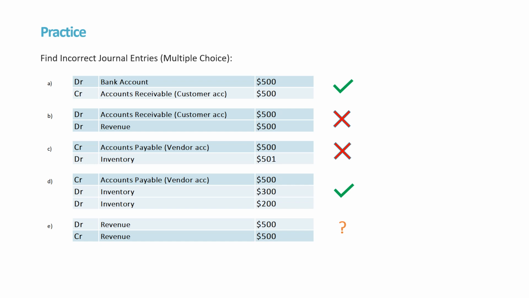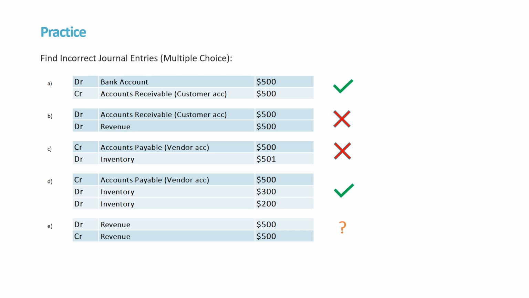The next document is not correct because there is no credit line, indicating that the double entry principle was not followed. In a third example, both debit and credit entries exist, but the amounts don't match. Therefore, it's not correct either.